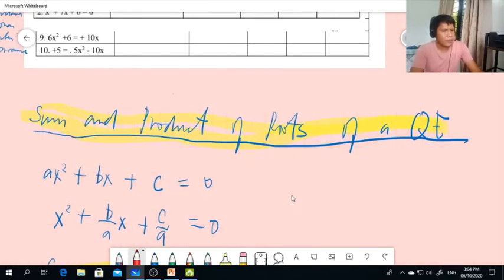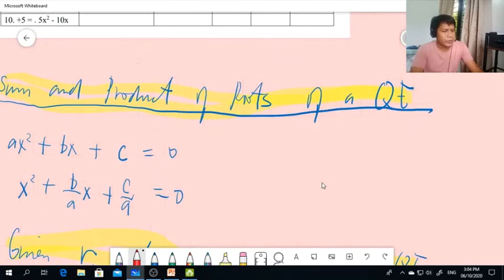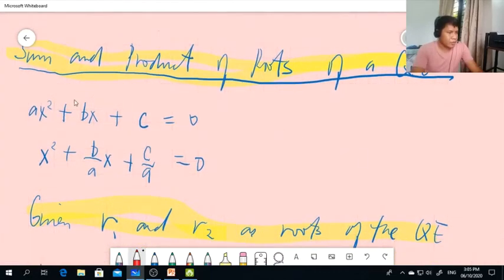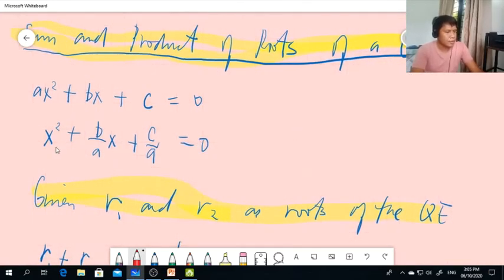Now, let's look at the sum and product of roots of a quadratic equation. There are some instances wherein you are required to find the original quadratic equation given the roots, and we can apply the formula that we will be discussing afterwards. Okay, so consider this one. The standard form of a quadratic equation is ax squared plus bx plus c is equal to 0. Then we divide all the terms of the quadratic equation by a. Hence, you have x squared plus b over a x plus c over a, and that is equal to 0.